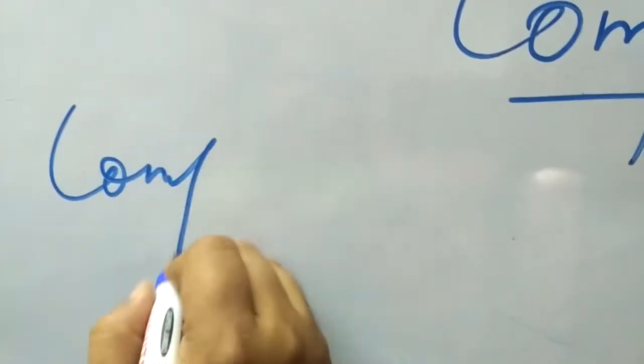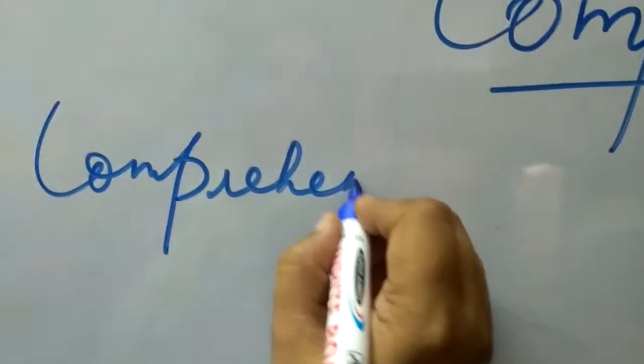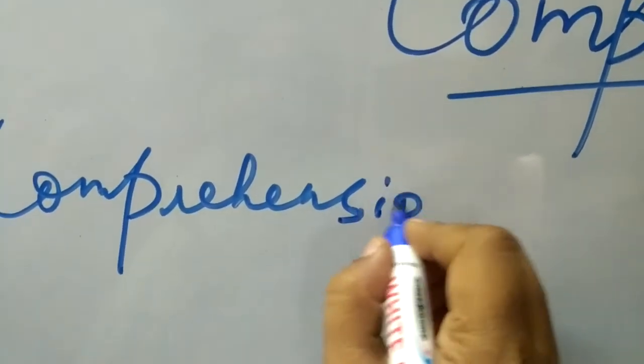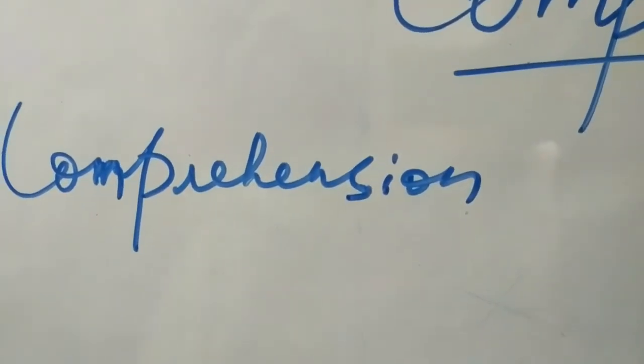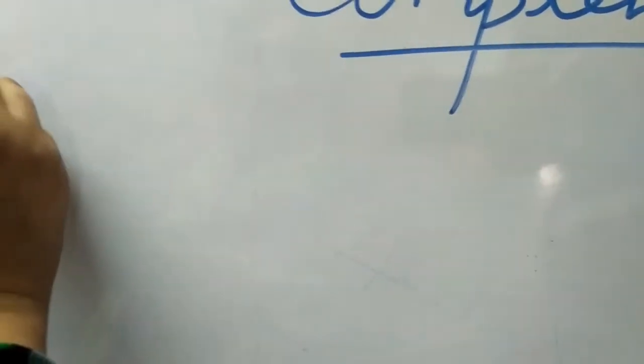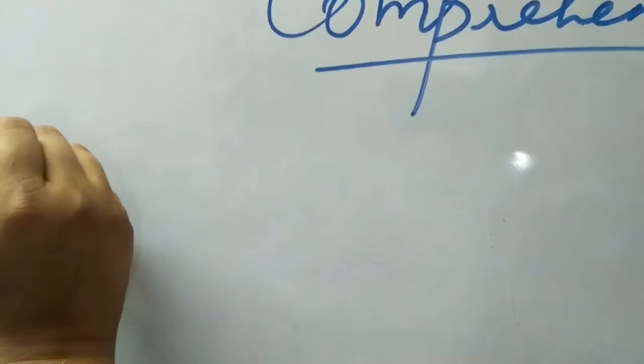Now, let us start with the explanation part. That is comprehension. The word comprehension. Comprehension, what did it say, students? Right from your school level you have started this chapter, comprehension. And what were you doing in that chapter?